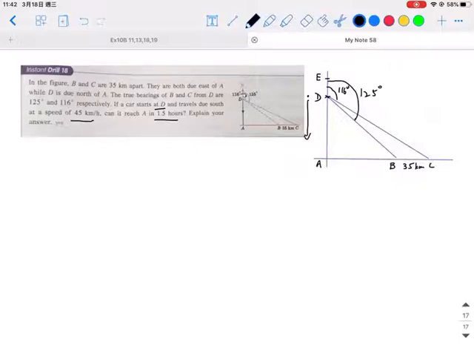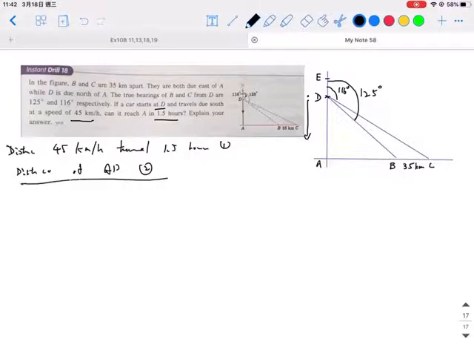First of all, that means we can compare the distance: 45 kilometers per hour and then travel 1.5 hours. So there's this distance in this one and the distance of AD. So compare this 1 and 2. Which one is longer? If 2 is longer, then it cannot. If 1 is longer, then it can. So that means in this figure, we need to find AD first, okay?